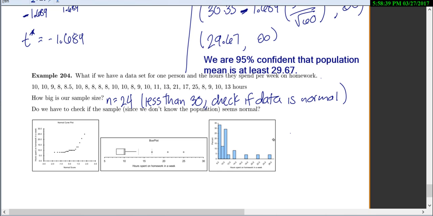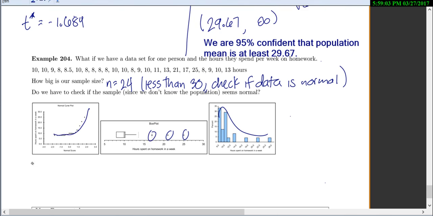Now we don't actually ever know the population data, or we wouldn't actually be doing this. So we always kind of check our sample data to see if our data looks normal. So first of all, when I look at this histogram, that histogram is far from normal, right? If you look at your box plot, you have all these outliers. And my normal quantile plot is definitely a curve and not a straight line. So this data is definitely not normal.